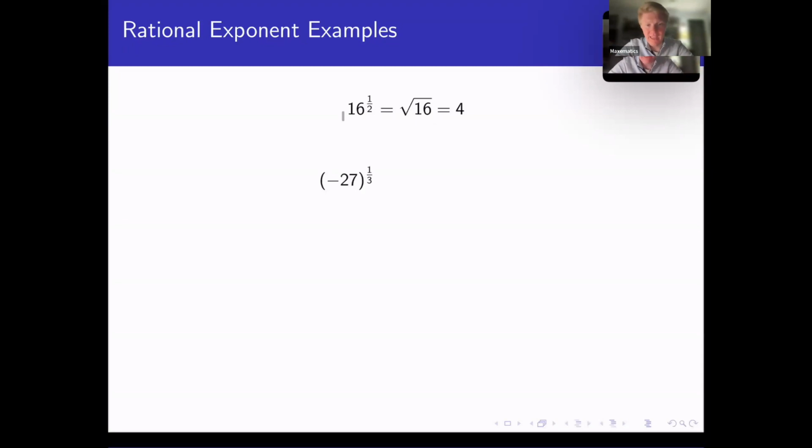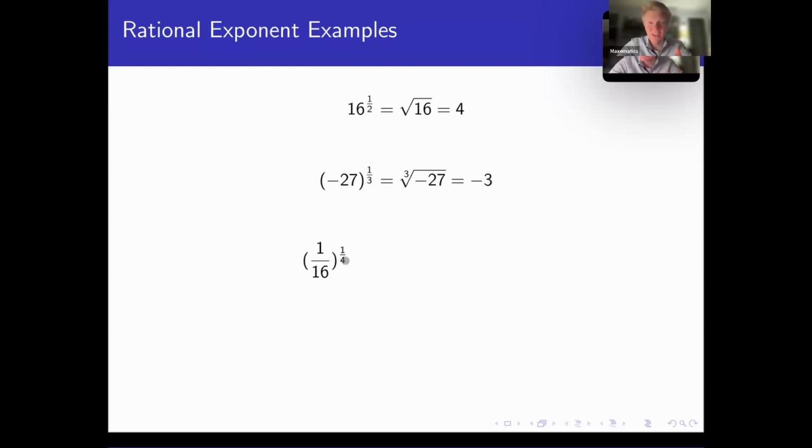Okay. Negative 27 to the 1/3. To the 1/3 means cube root. Cube root of negative 27, negative 3. And we should be pros at that by now after doing it a whole bunch of times earlier in the section.